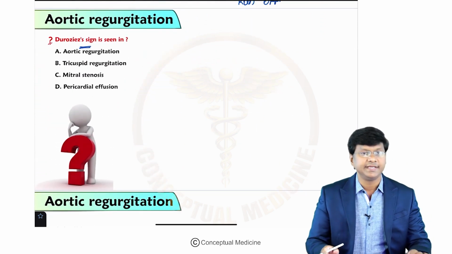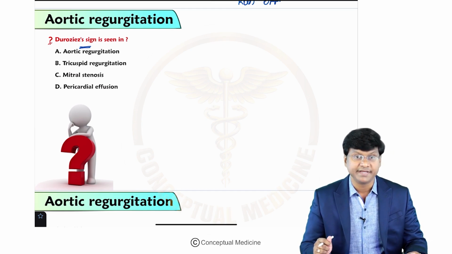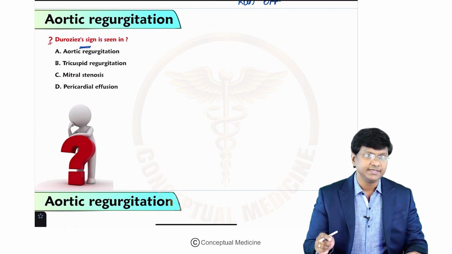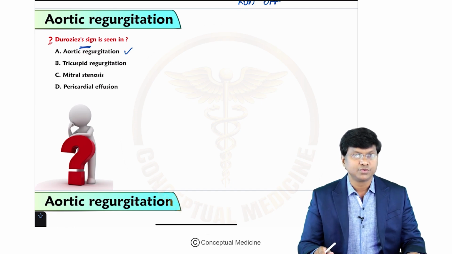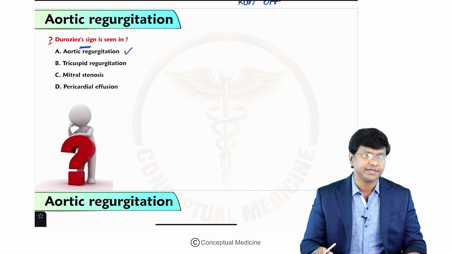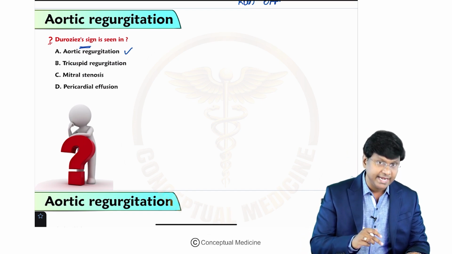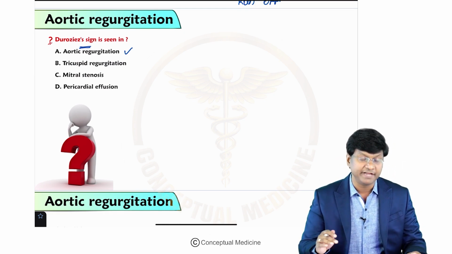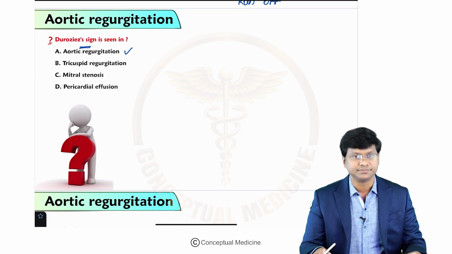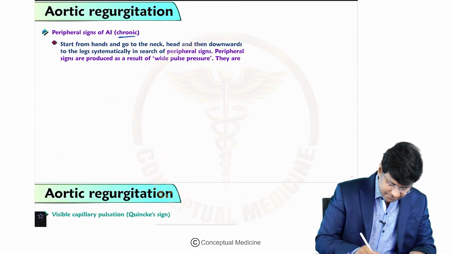Now I'll show you one important question. Durozier's sign is seen in aortic regurgitation, tricuspid regurgitation, mitral stenosis, and pericardial effusion. Durozier's sign is seen in patients with aortic regurgitation. Now let me discuss all the peripheral signs, and Durozier's sign is also one of the peripheral signs of aortic regurgitation. Now coming to the peripheral signs.